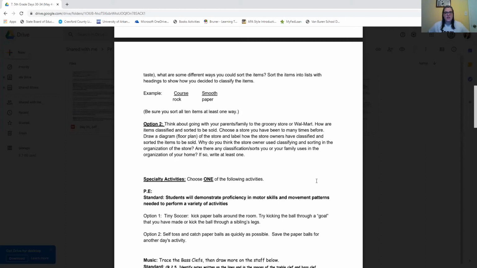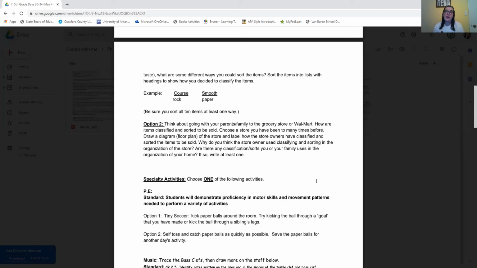Why do you think the store owner used classifying and sorting in the organization of the store? So why did they put certain things with other things? Why did they sort things the way they did? How does it help the store run? Are there any classifications or sorts you or your family uses in the organization of your home? If so, write at least one. So how do you organize things at your home? How do you sort things? Do you put all the bread items together? Do you put all the chips together? How do you sort things in your home?